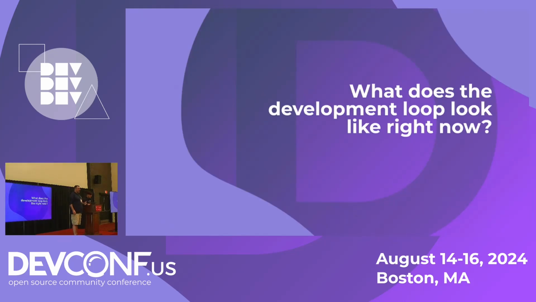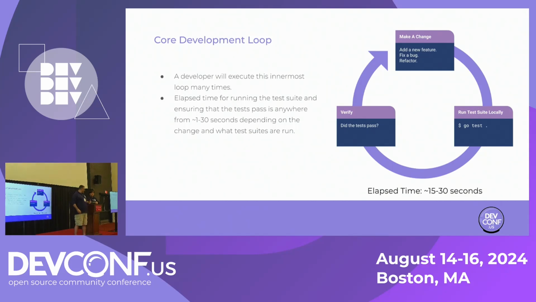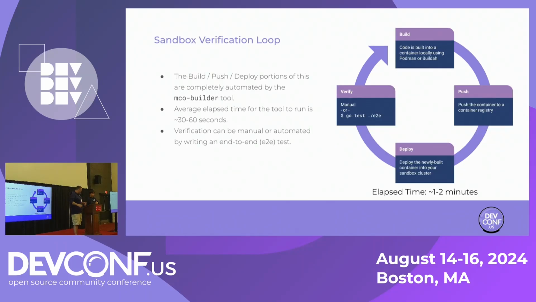So what does our development loop look like right now with all of this? First is the core development loop. This is the write, run, verify loop. This takes as long as it takes to run the unit test suite. So 15 seconds, maybe 30 if you made a really big change.